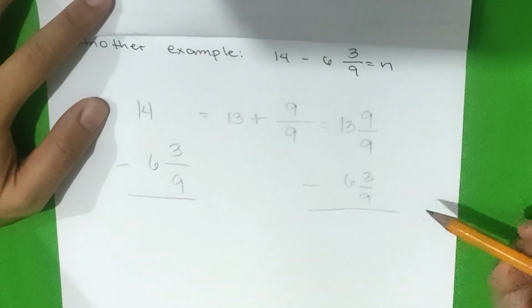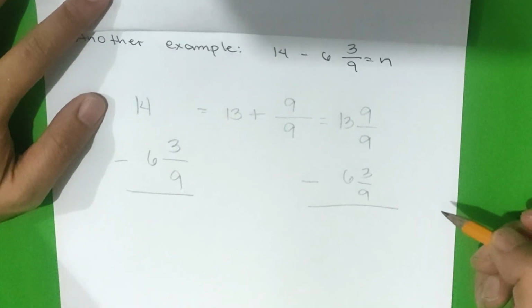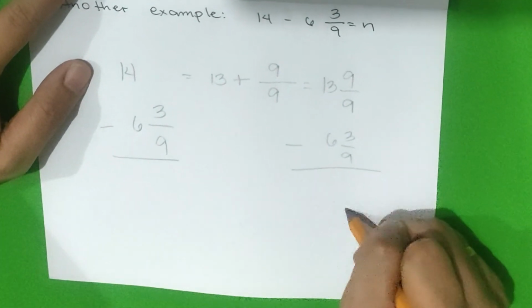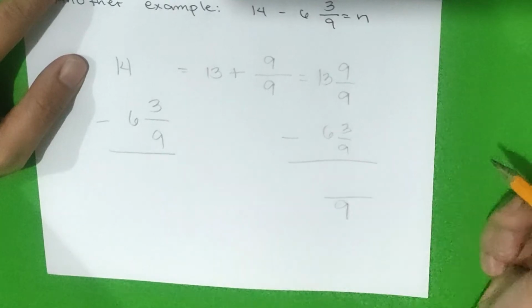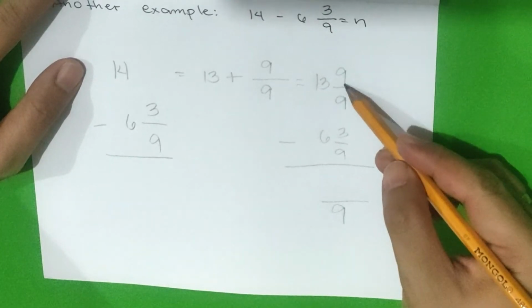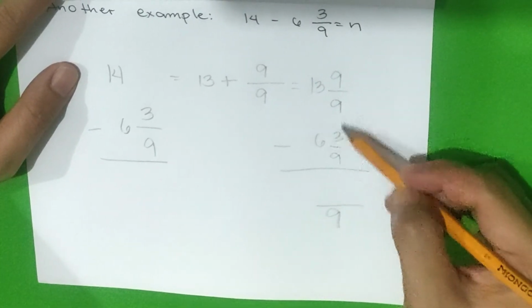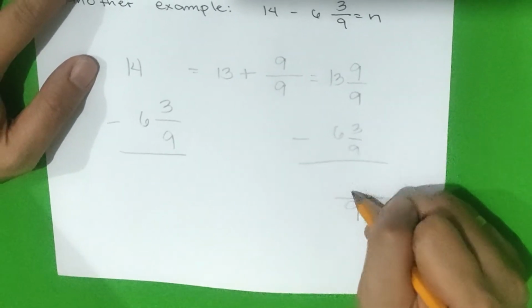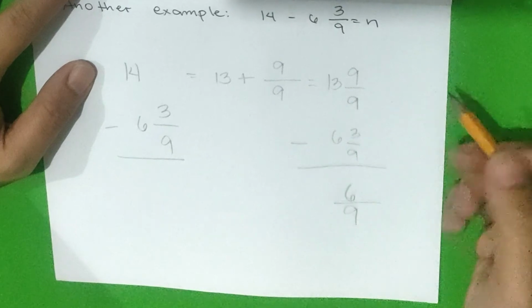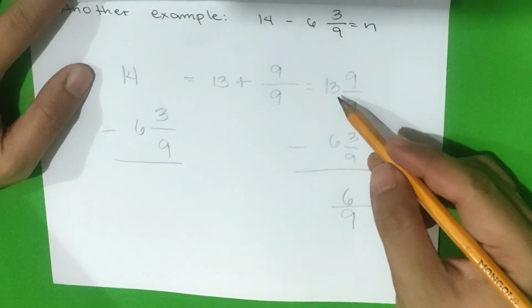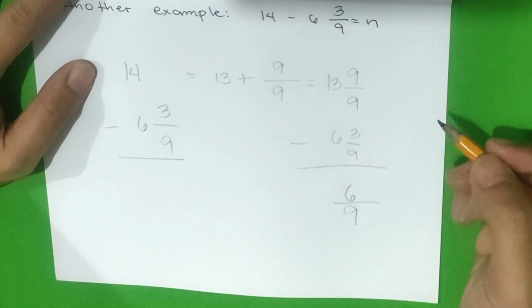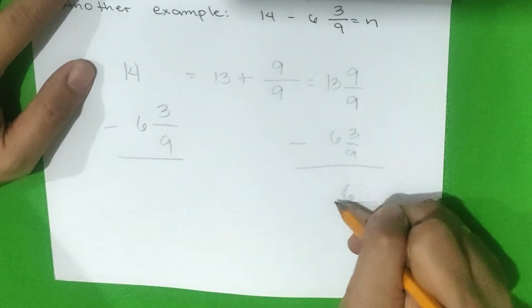So since our set of fractions are already similar fractions, let's just copy the denominator 9. And let's proceed by subtracting both numerators. So 9 minus 3 is equal to 6. Then let's subtract the whole numbers 13 and 6. 13 minus 6 is equal to 7.